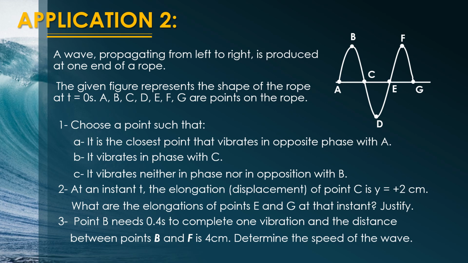Then, the elongation of point C is given to be 2 centimeters. What are the elongations of the other points E and G at the same instant? So, we need to find out the displacements of each of points E and G depending on C. Point B needs 0.4 seconds to complete one vibration, and the distance between B and F is 4 centimeters. Determine the speed of the wave.